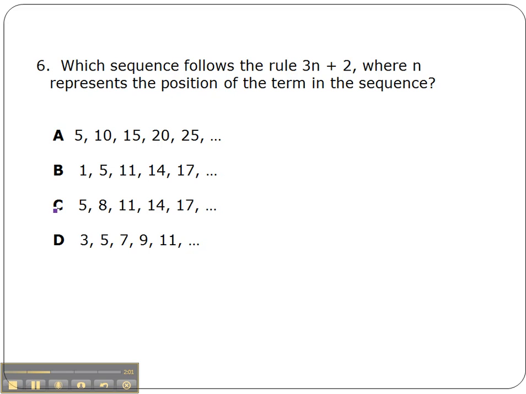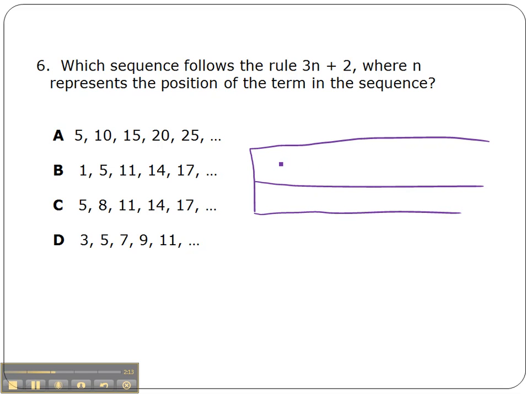Which sequence follows the rule 3n plus 2, where n represents the position of the term in the sequence? So we're going to be doing lots of this in class on Monday, but I want to show you the best way to answer this question. Just set up a table. We want our position here, n, and our terms are following the rule 3n plus 2. Then we'll just try that for n equals 1, n equals 2, n equals 3, and see which one of these sequences follows our table.